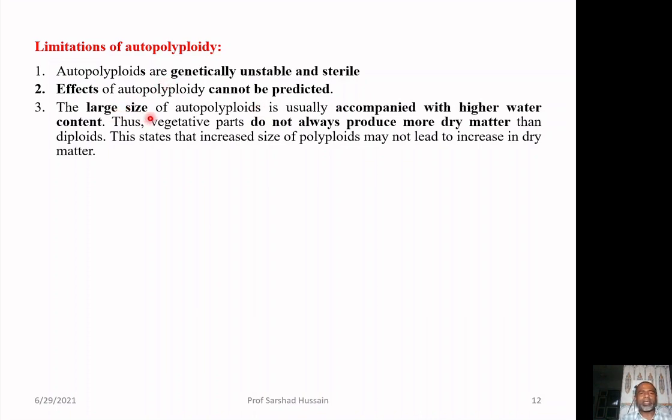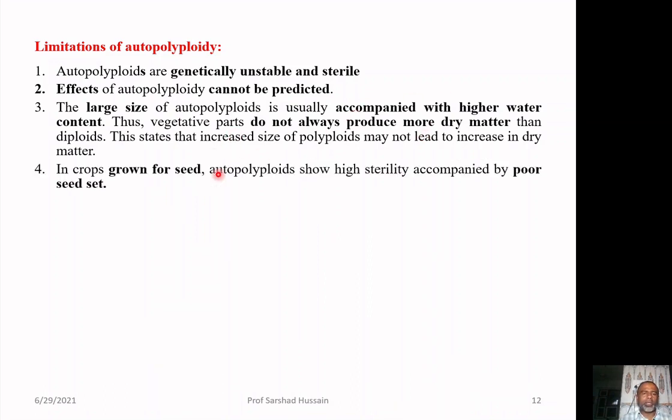The large size of the autopolyploid is usually because of higher water content. So it means if your fruit is larger in size, it will have more water, so it will not have more of the dry matter that you want to eat. So they are not of such good quality in crops. For the crops which you grow for seeds, autopolyploids will not be good because they have poor seed sets.